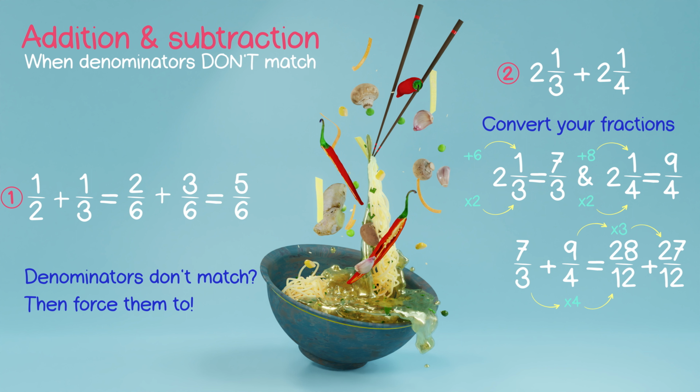So we finish up by adding our numerators. 28 plus 27, that equals 55. So our answer is 55/12, which again, if you want to convert this to a mixed fraction, leaves you with 4 and 7/12.